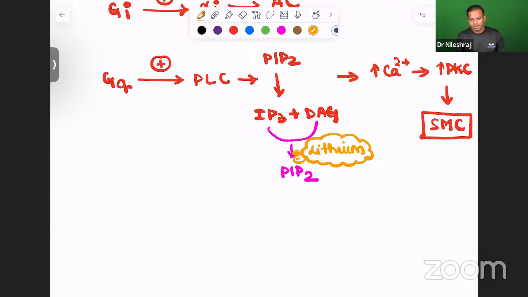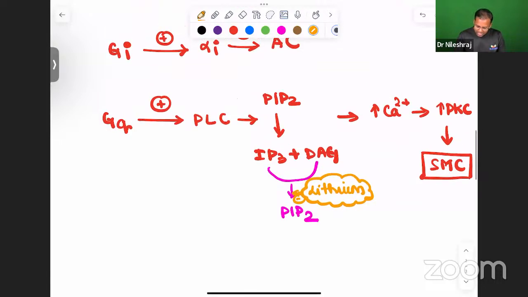This anti-manic drug mechanism is going to be inhibiting in this particular step. We'll be discussing further in the lithium mechanism of action in the anti-manic drugs again. Now, please note that IP3 and DAG are going to be increasing the calcium levels. That is the reason why there is smooth muscle contraction.